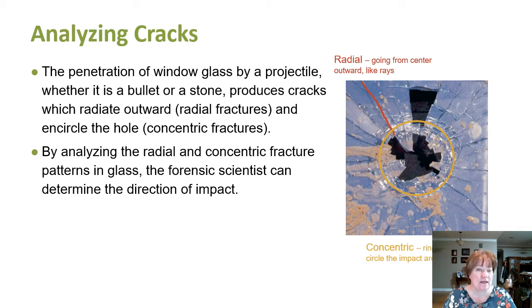So I have radial fractures, and these are ones that go straight out like rays from the center. And then I have concentric fractures. These are the ones that are more circular, that kind of have echoes, like ripples when a stone hits water. And from these, I can determine the direction of impact.